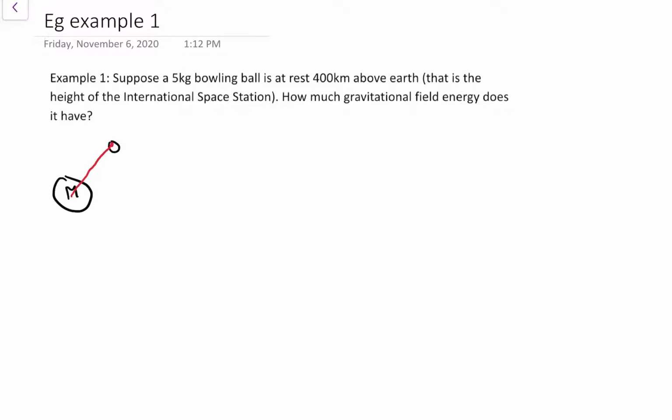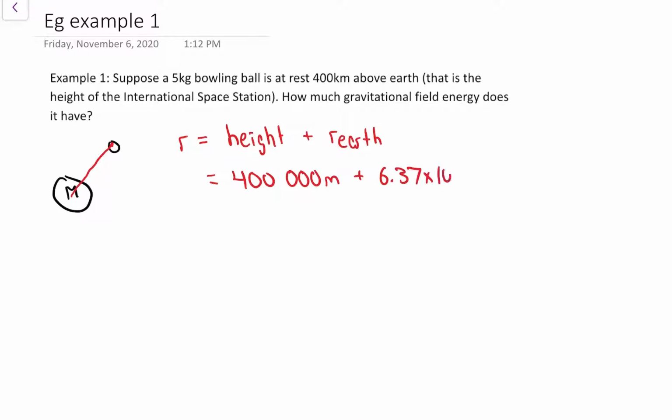center to the center. So the radius that we're going to plug into our equation is the height of, in this case, the bowling ball, and the radius of the Earth. The height of the bowling ball was 400 kilometers. That means 400,000 meters. The radius of the Earth is 6.37 times 10 to the 6. You don't have to memorize that. You can always look it up.